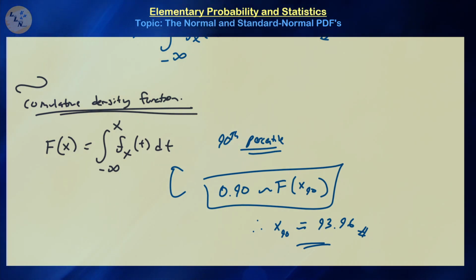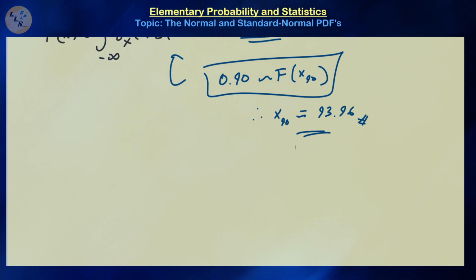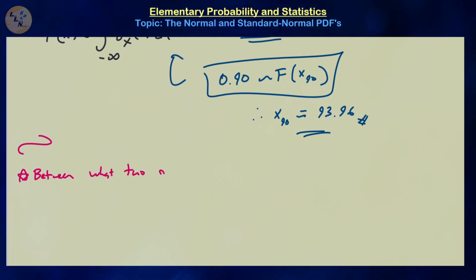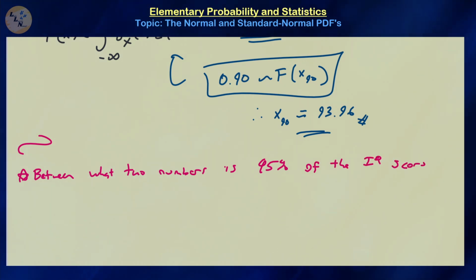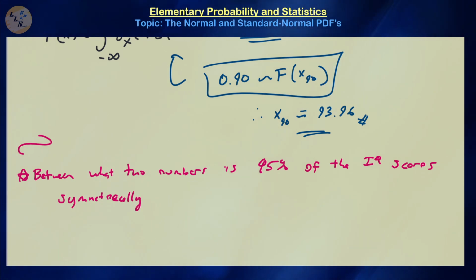Keep in mind the 50th percentile, the median, is going to be the same as the mean because this is a symmetric distribution. Let's look at another question that is actually very commonly asked. So between what two numbers is 95% of the IQ scores symmetrically distributed between?